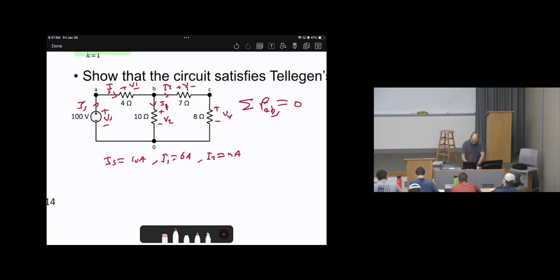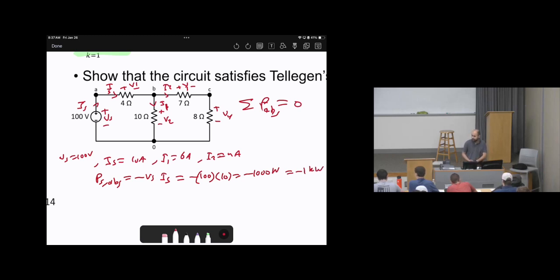Okay, let's start with the source. The power for the source absorbing: we know the source is not absorbing, it is supplying. Therefore, it will be negative V source times I source. V source, we have it as 100 volts. So it is negative 100 times 10. The answer will be negative 1000 watts, or in other words, negative 1 kilowatt.